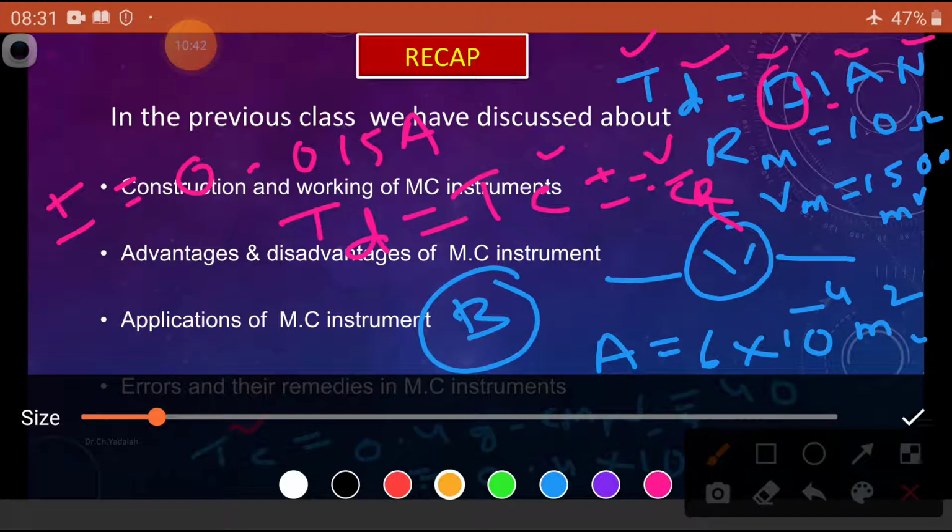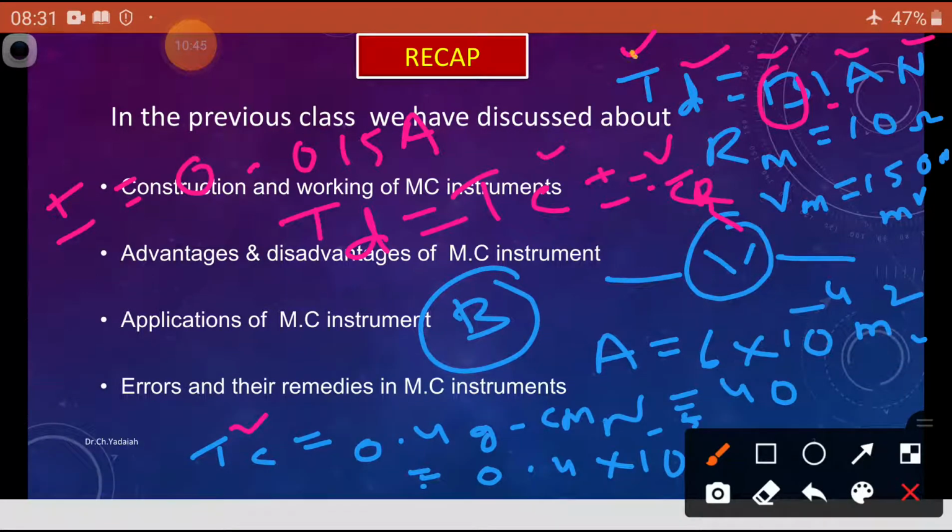By knowing all the values, TD is known. TD is equal to TC, that is 0.4 into 10 to the power minus 5. Now I is known, we calculated 0.015 amperes. Area is directly given, and N is directly given, N is 40 turns. Simply, N is known, A is known, I is known, TD is known, only B is unknown. Just calculate B is equal to TD by I into A into N. Then we are going to calculate that value.